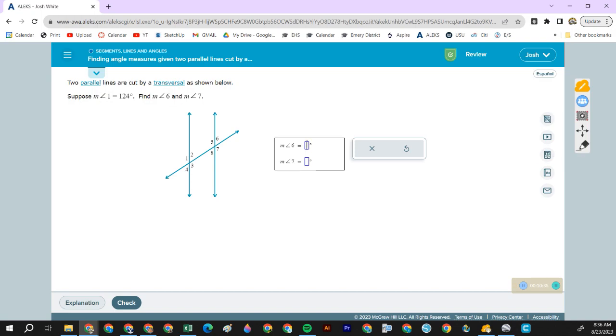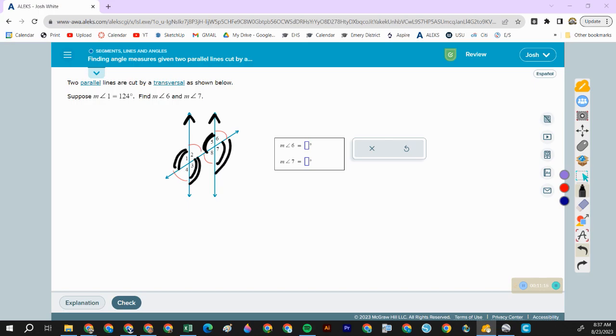So two parallel lines are cut by a transversal. That means that this line and this line are parallel. Because of that, when we slice it with another line, we only create two sizes of angles. So 2 and 4 are equal because they're vertical. But 6 and 8 are also equal to 2 and 4. And then likewise, 1 and 3 are equal, and they are equal to 5 and 7.